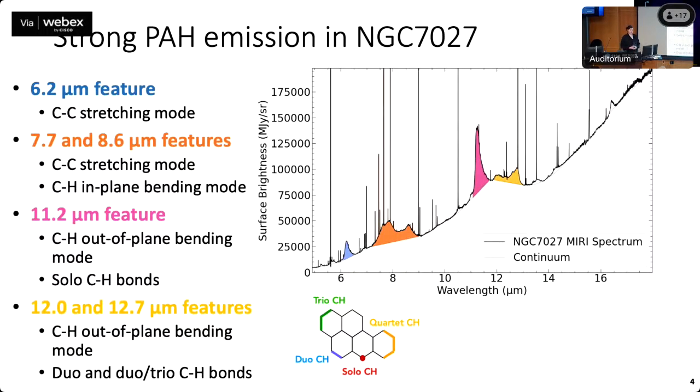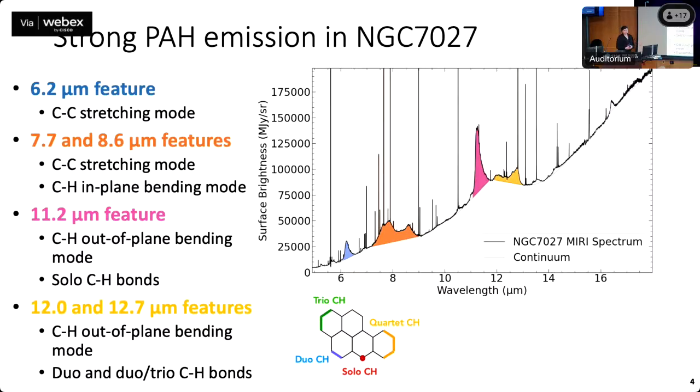Okay, so we see strong PAH emission in NGC 7027, and that can be seen by the black spectrum here. And I've also traced out a continuum in gray. Maybe that's hard to see, but we also have highlighted the main PAH emission features in different colors. So I'll start with the blue, which is the 6.2 feature. That's a carbon-carbon stretching mode and is attributed to ionized PAH molecules. Next are the 7.7 and 8.6 features, which are also from carbon-carbon stretching and CH in-plane bending combination modes, and are also attributed to ionized PAH molecules.